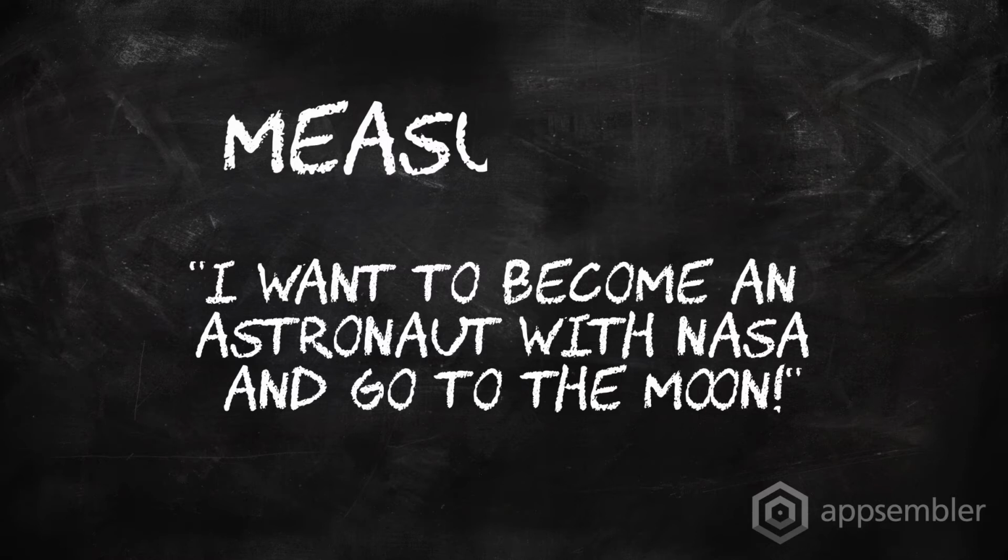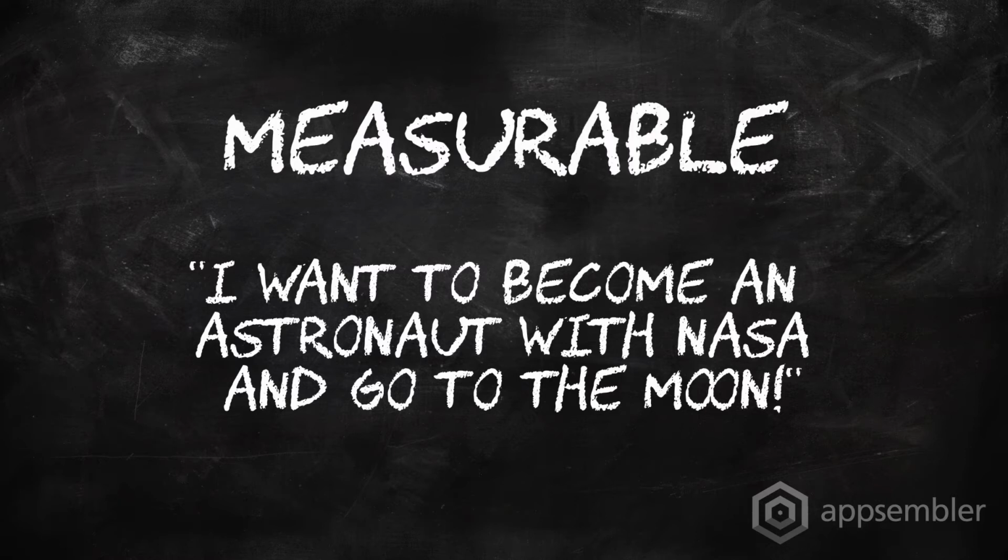So let's look at M for measurable. You could say it's easy to measure our lunar goal right now, as you can say whether I'm an astronaut, which I'm not, and whether I'm currently on the moon, which, who knows, I'm just a voice on the internet. But being measurable is actually about being able to measure the steps you take along the way towards your goal.